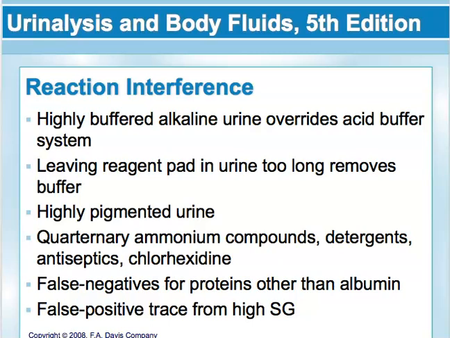Okay, reaction interference. For protein, the major source of error with reagent strips occurs when the specimen is highly alkaline, and it can override the acid buffer in the pad, so that could cause a false positive. Leaving the reagent strip in the urine too long can cause a false positive. Other false positive readings can occur with highly pigmented urine or when the container is contaminated with quaternary ammonium compounds, detergents or antiseptics, and also specimens with a very high specific gravity. False negatives can occur when there are proteins present other than albumin.